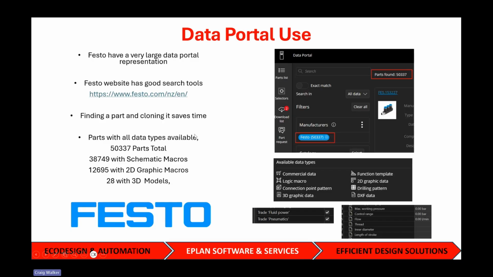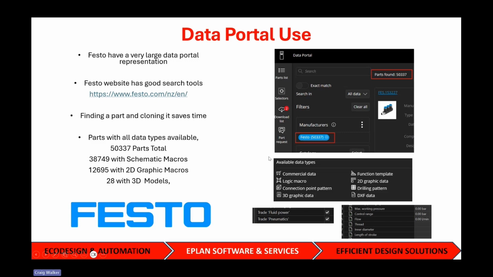Parts with all data types available in the data portal. Festo has over 50,000 parts, which is incredible. I think it's already gone up by a couple since I've made this presentation. Of that, 38,000 of them come with schematic macros ready to go in place. Of that, a further 12,700 come with 2D graphical macros, and this is your 2D panel layouts that you can do with the graphics as well as overviews. And then 28 of them come with 3D models, but there's nothing stopping you from grabbing the STP file and making a 3D macro to go with your parts.